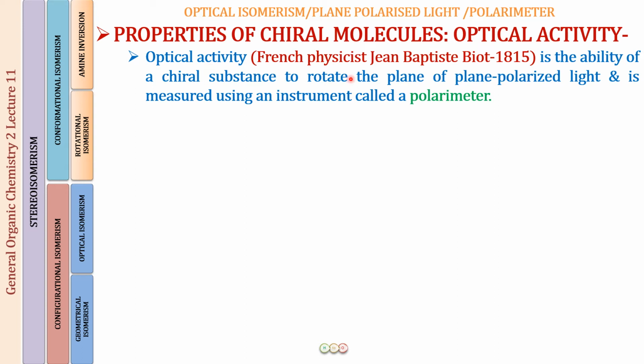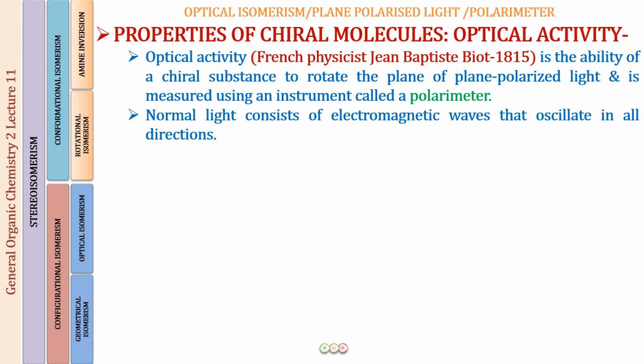So what we have to learn is what is this plane polarized light, what is this polarimeter, and how does this help in measuring optical activity of various substances. So first of all, let us understand what is this plane polarized light, and for this you first have to understand what is normal or ordinary light. Normal light consists of electromagnetic waves that oscillate in all directions.